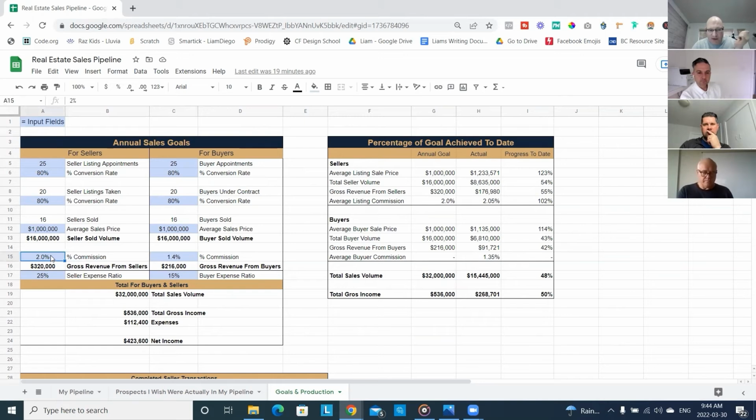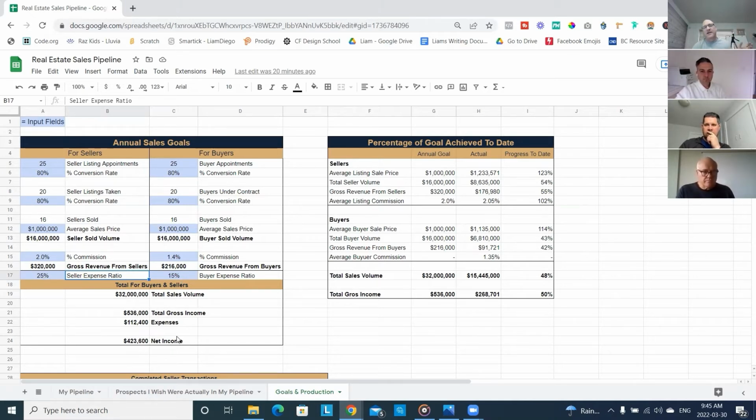So you put in the commission, it gives you your gross seller volume, your gross revenue from buyers, gross revenue from sellers. Here I have, again, guys, your expense for having a listing or your expense for your buyer is going to vary, but I put those numbers in there for fun just to help calculate here. So we're looking at your seller and your buyers, and then it all calculates down here for total for buyers and sellers: total sales volume, total gross income, less your estimated expenses, and then your net income.